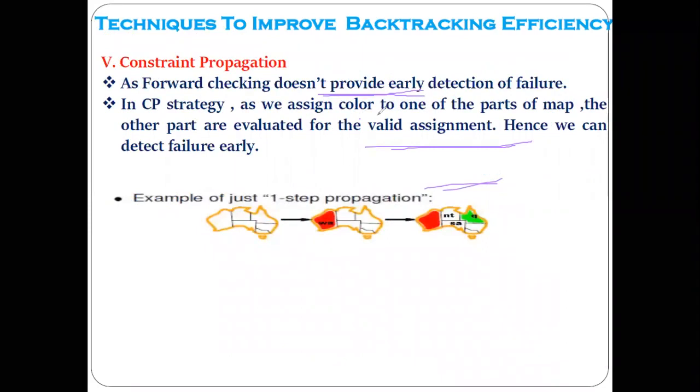And the last one, constraint propagation, is where we can have early detection of the failure. We assign the color to one part of the graph, and when we go to the next part, we evaluate for valid assignment, and if we don't find a valid assignment, we backtrack from that point only. That is nothing but getting early detection of the failure.